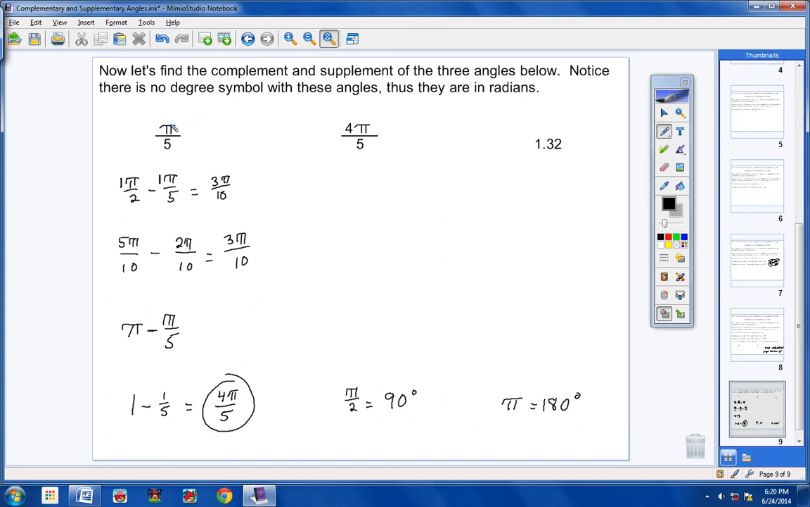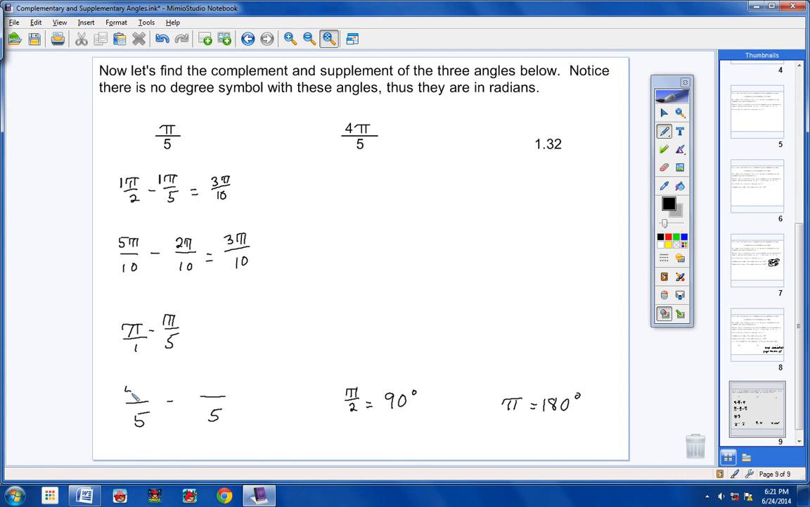If you were to take pi over 5 plus 4 pi over 5, you would get pi, which is 180 degrees. Now, if you don't want to use your calculator and you want to do it the long way, that's totally fine. Put the pi over 1 and find a common denominator for 1 and 5. Well, a common denominator for 1 and 5 would be 5. So, 1 goes into 5 5 times.